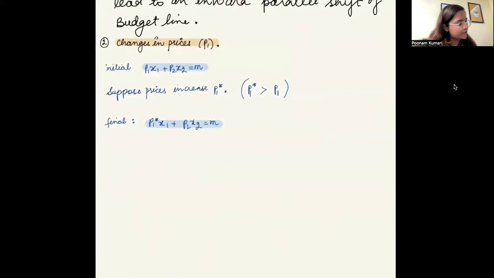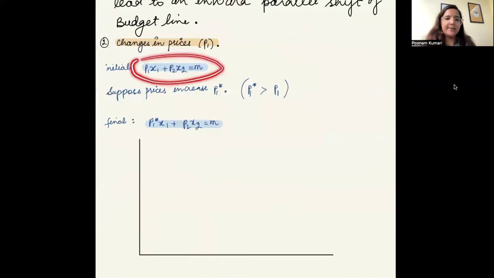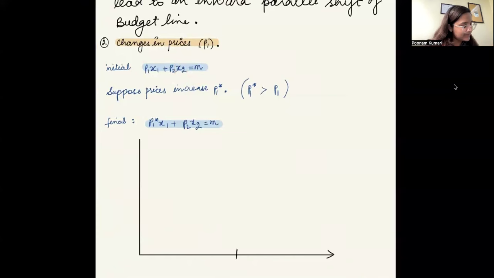Okay, let's now draw this. Our logic is exactly the same. We have to draw this, right. So when x2 is 0, what happens to x1? M by P1. This is exactly what my horizontal intercept is, right? So let's say this is M by P1, right? Is this okay with everyone?